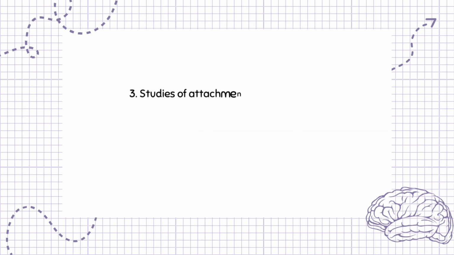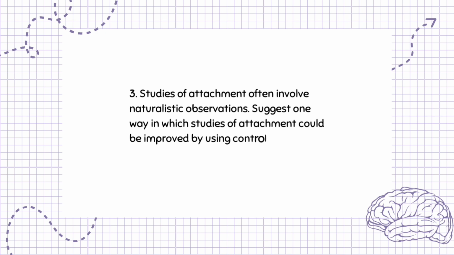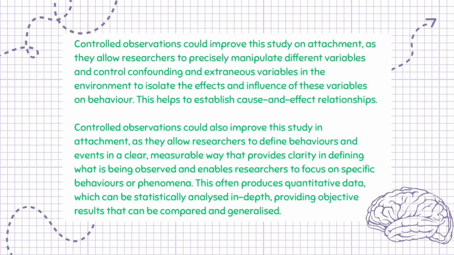Question 3. Studies of attachment often involve naturalistic observations. Suggest one way in which studies of attachment could be improved by using controlled observations. 3 marks. Controlled observations could improve this study on attachment, as they allow researchers to precisely manipulate different variables and control confounding and extraneous variables in the environment to isolate the effects and influence of these variables on behavior. This helps to establish cause and effect relationships.